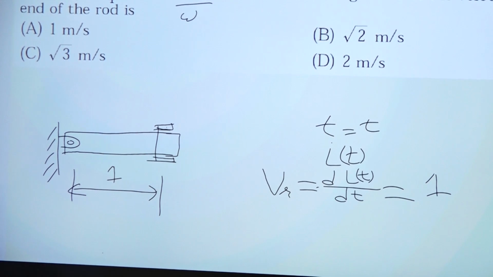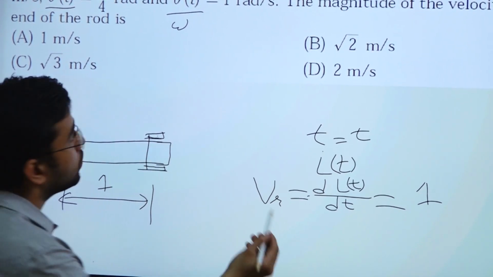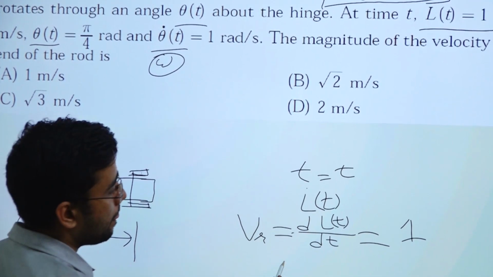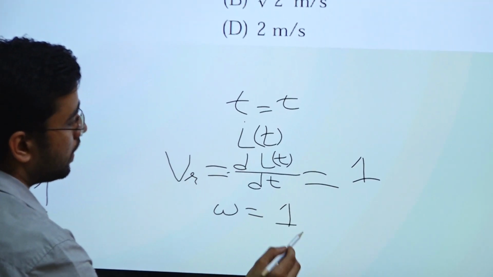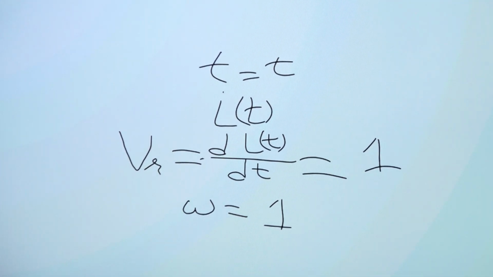Theta t is equal to pi by 4. I don't think it will have any meaning. Theta dot t is equal to 1 radian per second, so theta dot t is nothing but omega, 1 radian per second. The magnitude of velocity at the end of the rod is?